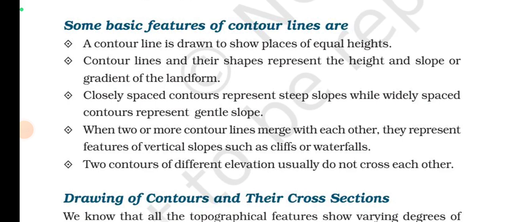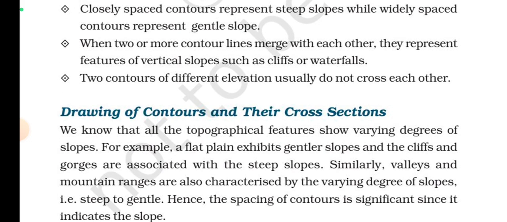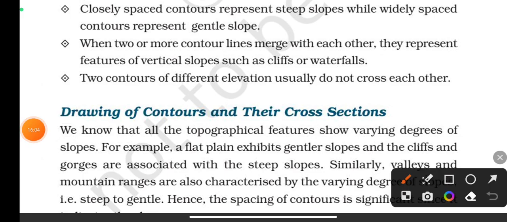Now some basic features of contour lines are: a contour line is drawn to show places of equal height. Contour lines and their shapes represent the height and slope or gradient of the landform. Closely spaced contours represent steep slopes, while widely spaced contours represent gentle slopes. When two or more contour lines merge with each other, they represent features of vertical slopes such as cliffs or waterfalls. Two contours of different elevation usually do not cross each other, but there are some exceptions, like in vertical cliffs and waterfalls, where the contour lines touch each other.